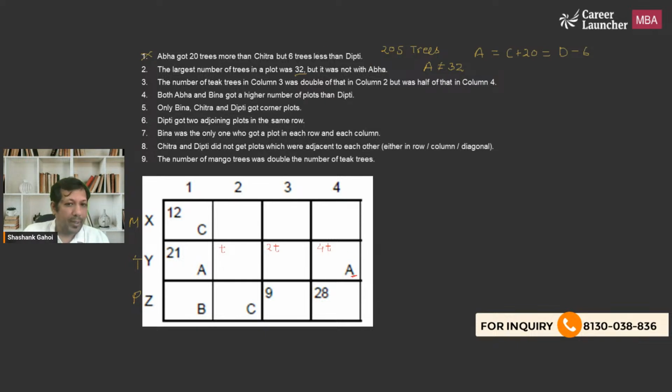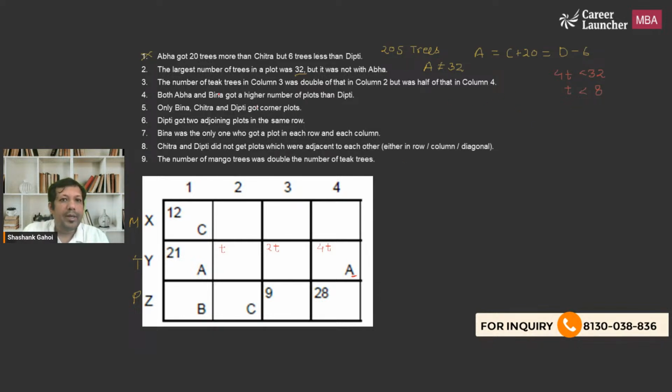This is a plot of Abha, and the number of trees in this are 4T, and the total number of trees that we are talking about is 32, the maximum number of trees, and that's not Abha. It means 4T must be less than 32. It means T must be less than how much? T must be less than 8. This is what we are getting so far. Okay. Now, so this is the value we are getting.